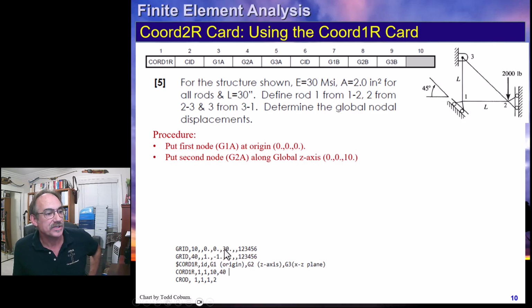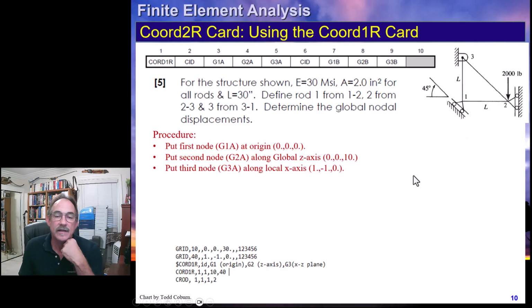And so you'll see down here, we can add a grid. This is adding grid 10, 0, 0, 30, which puts that z point 30 inches away from the page. And then we need to drop our third node on the x-axis. Now this is a 45-degree angle, so all we have to do is drop a point over 1 and down 1, or any scalar magnitude of that.